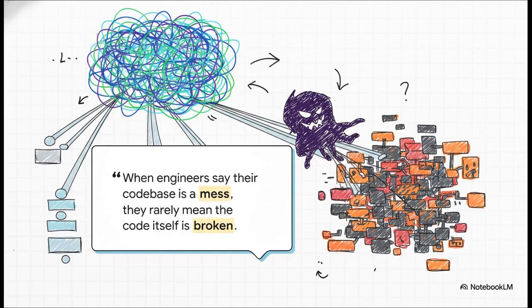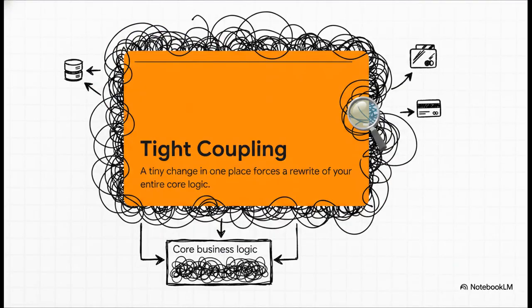The real villain of our explainer today isn't bad code. It's what happens to the boundaries of that code over time. That villain actually has a name, and it's called tight coupling. When developers vent about spaghetti code, this is really what they're talking about. Tight coupling is when a tiny, completely innocent change, like say tweaking one single database column or updating a payment gateway, suddenly forces you to rewrite your entire core business logic. It's a total domino effect. The boundaries have completely blurred, and everything is just hopelessly tangled together.